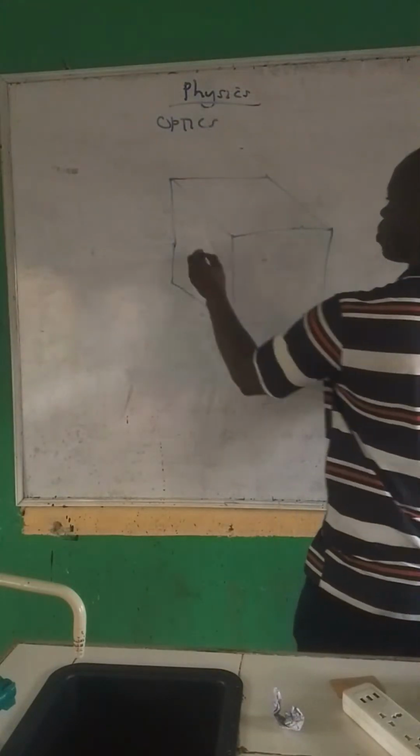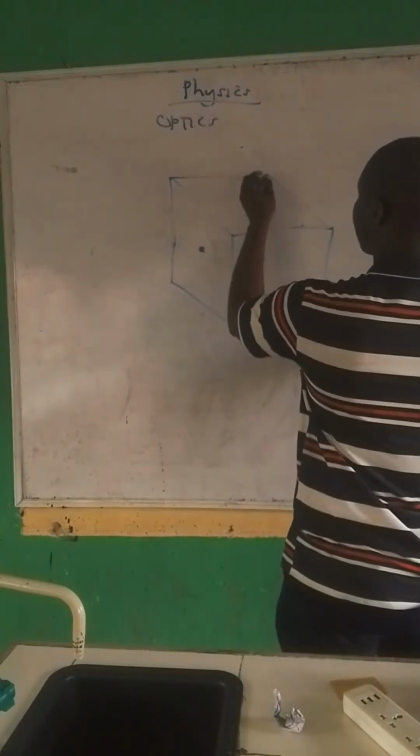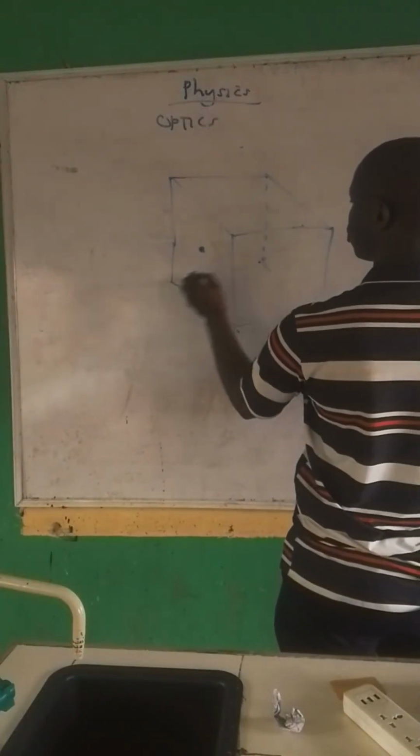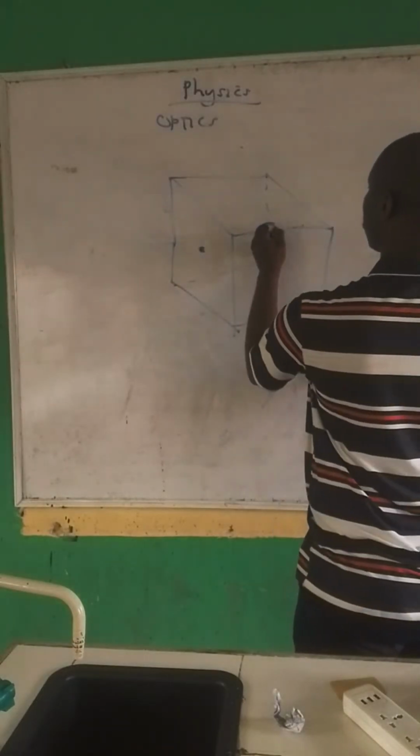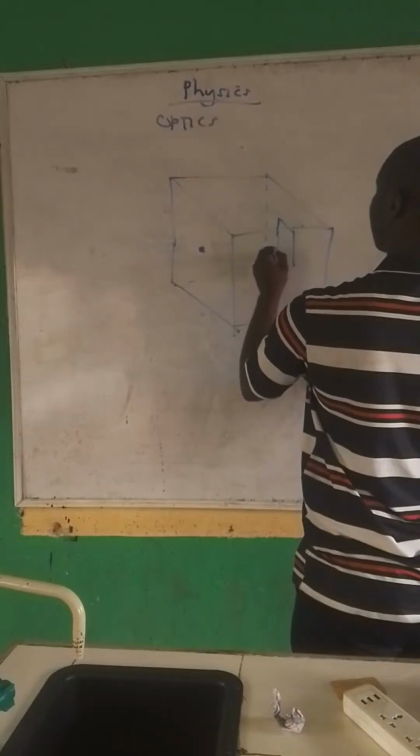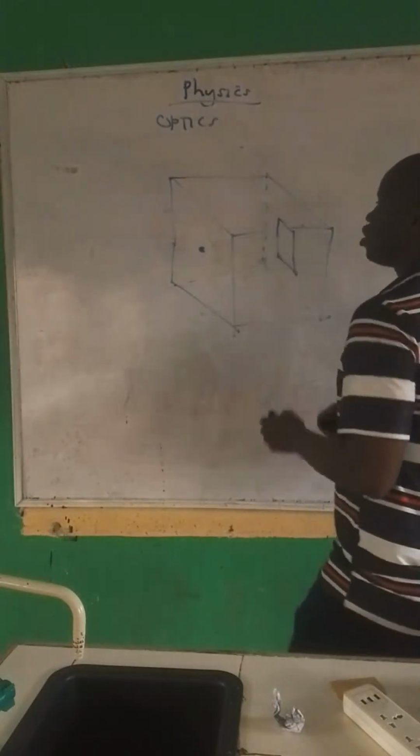This is how it is. So a pinhole is here. This face that is facing the pinhole, and this face that is directly opposite the pinhole, there will be a photographic film, rectangular.